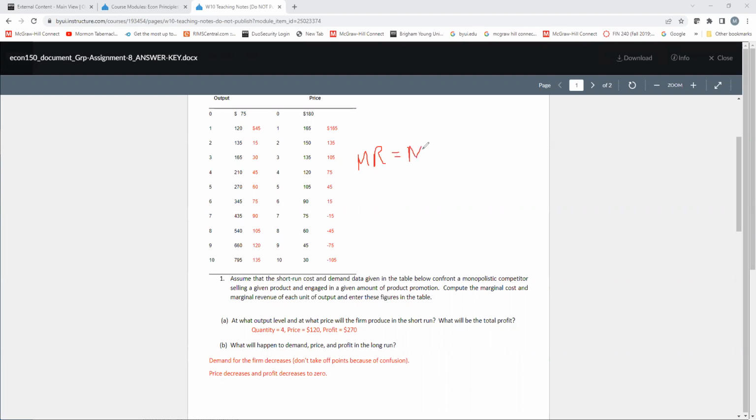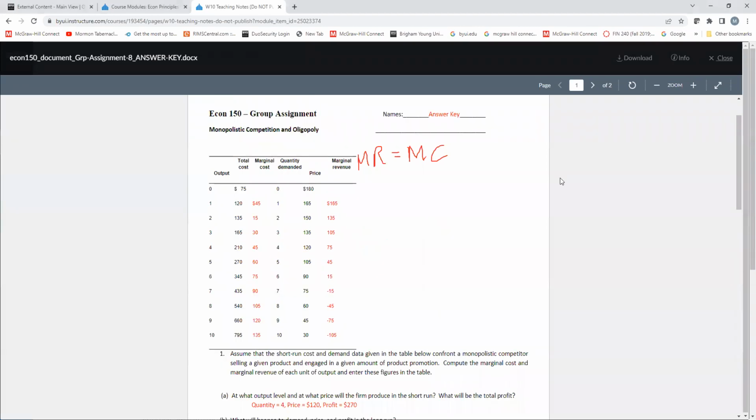And so we're going to go down here and say, where does that occur? Are they going to produce 1 unit? Marginal cost at 1 unit is 45. Marginal revenue is 165. So marginal revenue is greater than 45, so they'll produce that unit. Will they produce the second unit? Marginal revenue is 135. Marginal cost is 15. Yes, they'll produce that unit. At 3 units, should they produce the third unit? Marginal revenue is 105. Marginal cost is 30. Yes, they'll produce that unit.